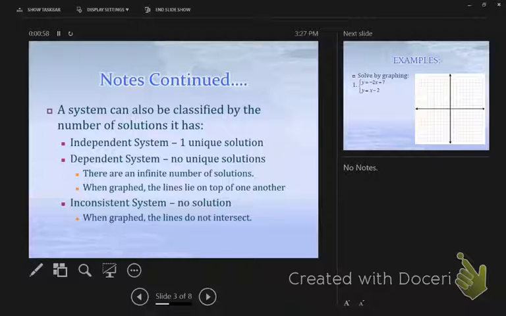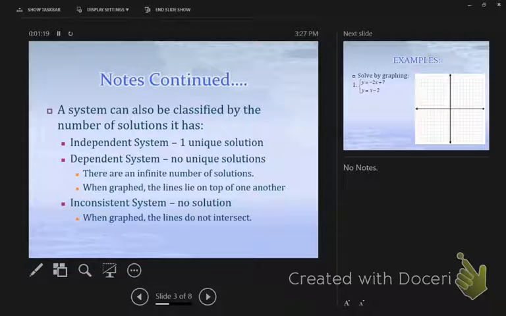A system can also be classified by the number of solutions it has. An independent system has one unique solution. A dependent system has no unique solutions, meaning there are an infinite number of solutions. When graphed, the lines lie on top of one another, so it looks like there's just one line there.